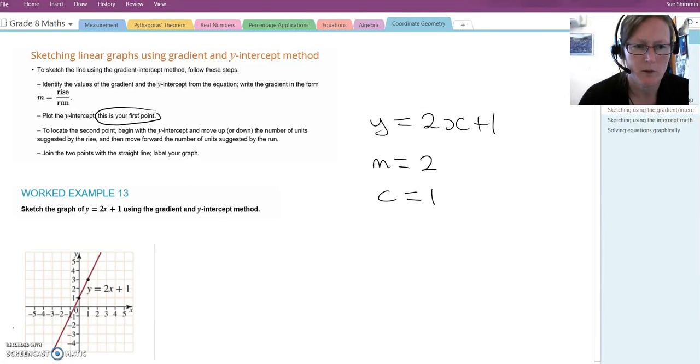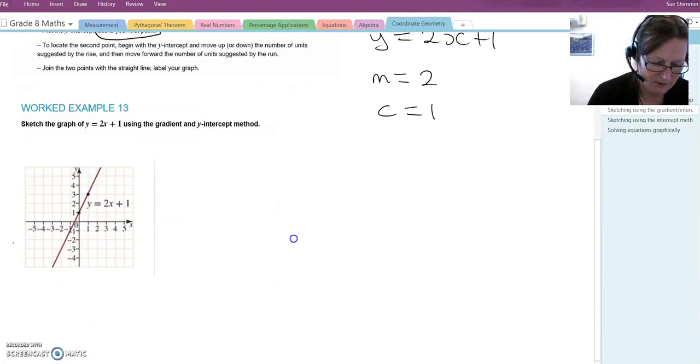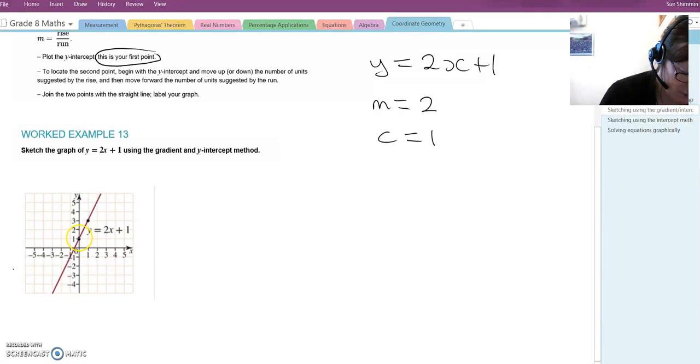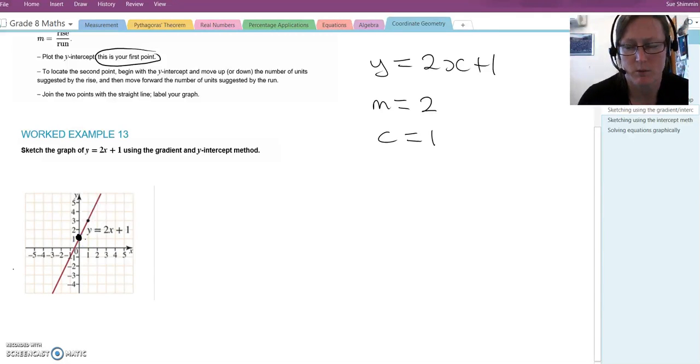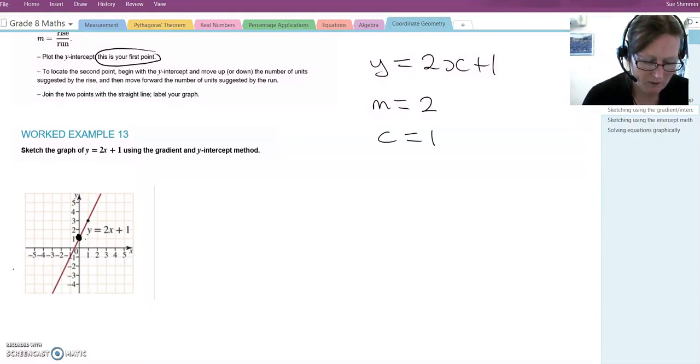The first point that we plot is the y-intercept. So this has already been done down here. That is the first point that we plot. The y-intercept is 1, so we put a dot where the y-intercept is 1, where this line is going to cross the y-axis.